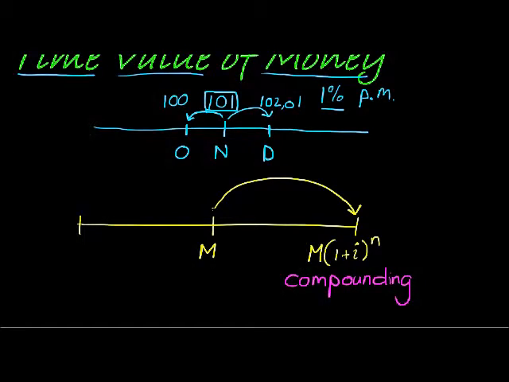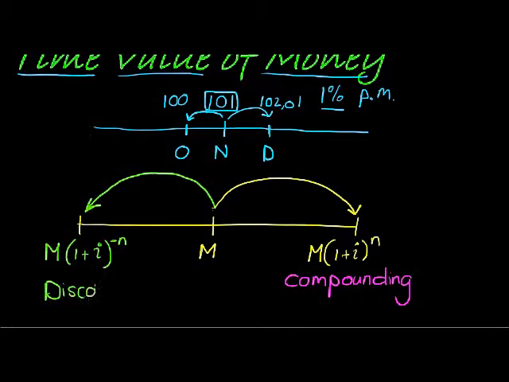Now, how about finding a past value? So let's say I want to know what was the value in the past. So what was it at this time? Well, it's actually the same formula. Look at that. It is also 1 plus i to the power of n, but this time negative n. This is called discounting, because in the past the value should be less due to the inflation interest.